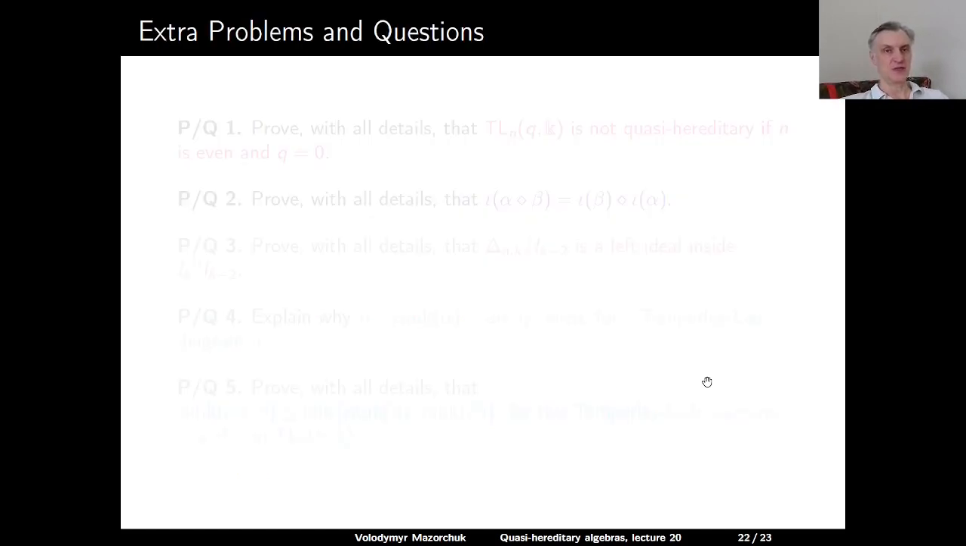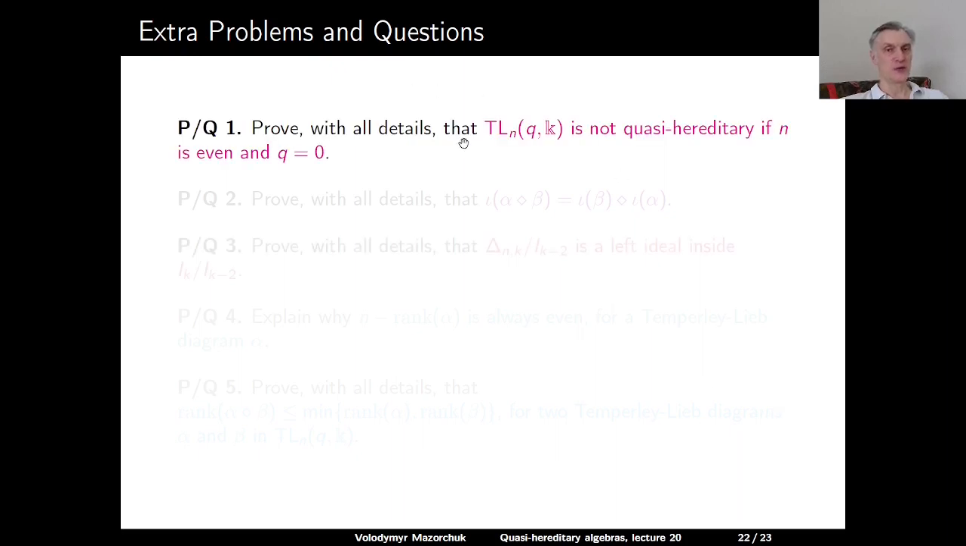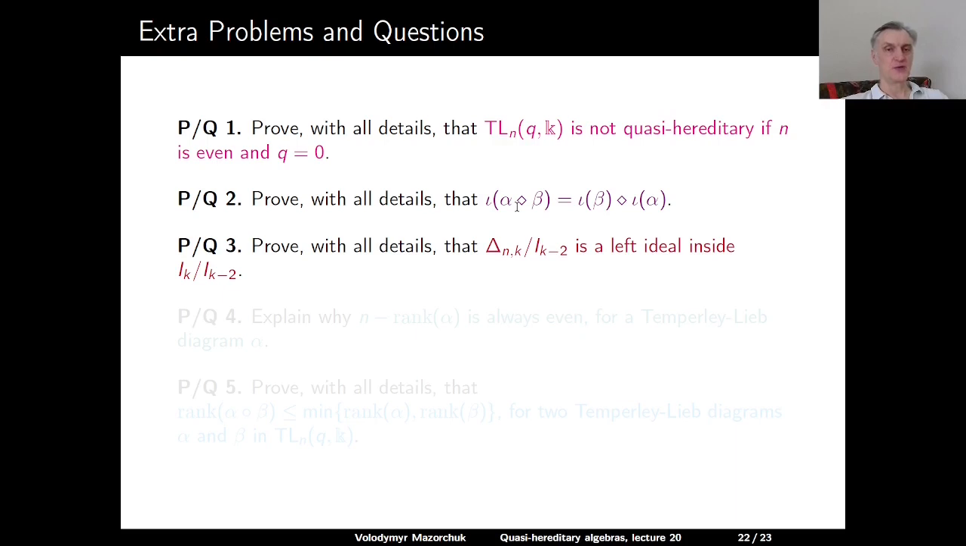Here are some extra problems and questions, mostly related to the last problem which we discussed. Prove with all details that the Temperley-Lieb algebra is not quasi-hereditary if n is even and q is 0. Second problem, prove with all details that iota of alpha diamond beta is equal to iota of beta diamond iota of alpha. Problem 3, prove with all details that Delta(n,k) modulo I_{k-2} is a left ideal inside I_k modulo I_{k-2}.